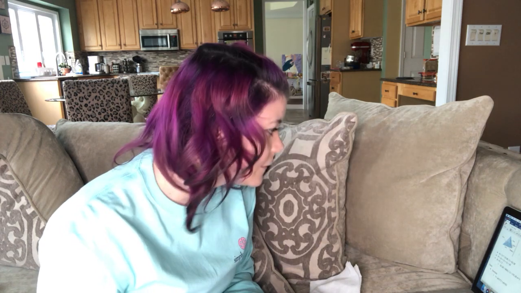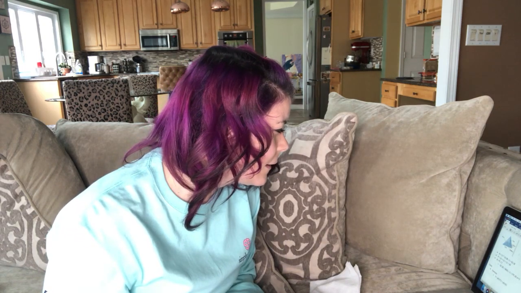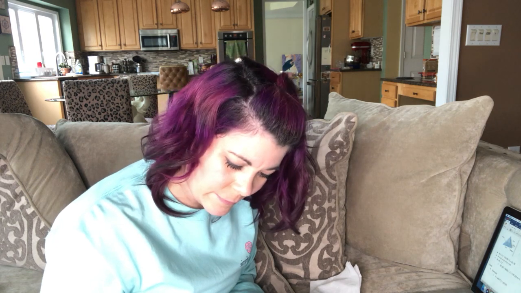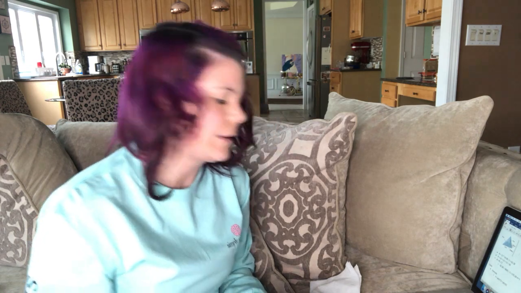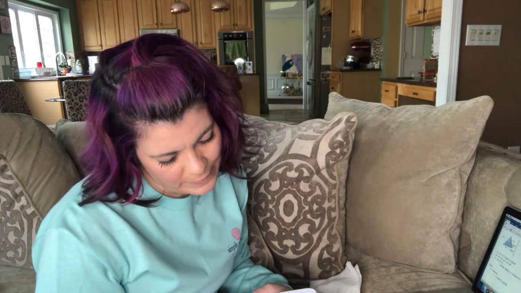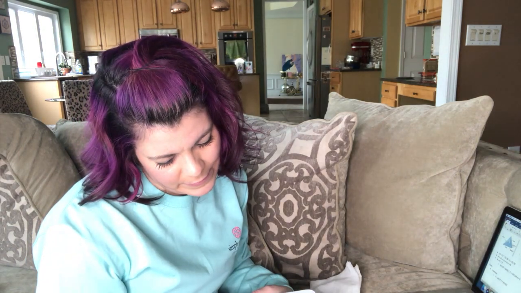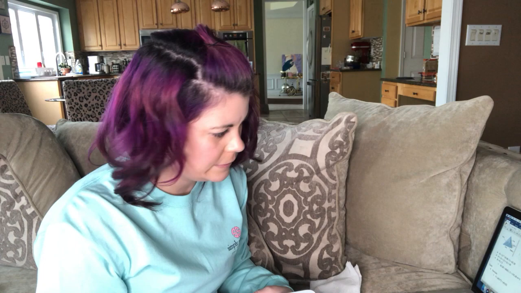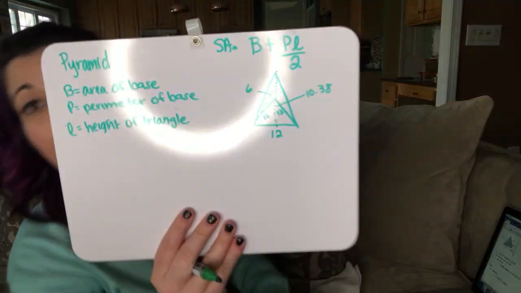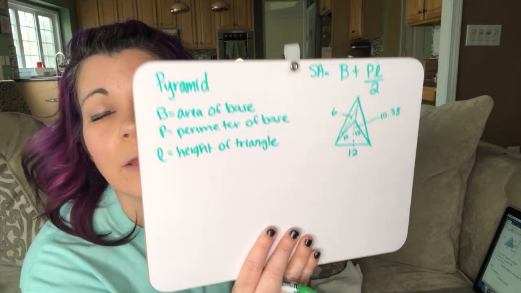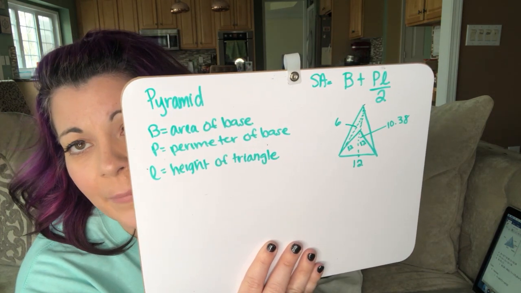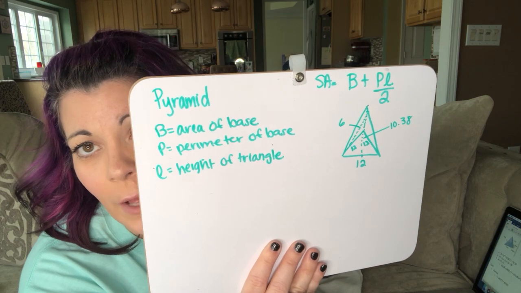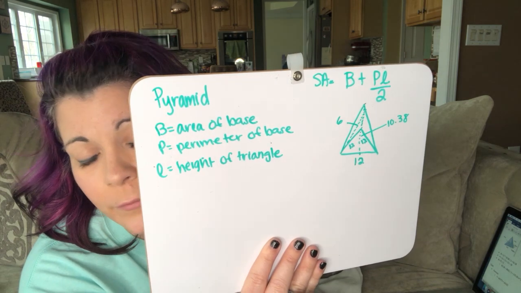12, 12, 12. So the height of the base triangle is 10.38. And then here, the height of this triangle is 6. Okay, I know I'm going to explain this, but you'll just have to bear with me. So the first thing you're going to do is area of the base. That base is a triangle. It's 12, 12, 12, and then the height is 10.38.